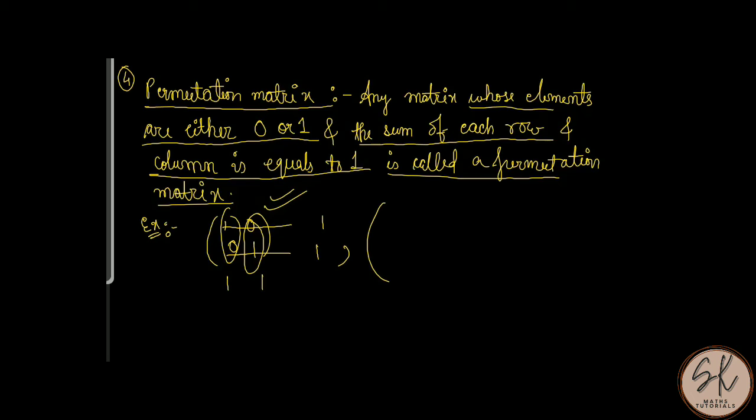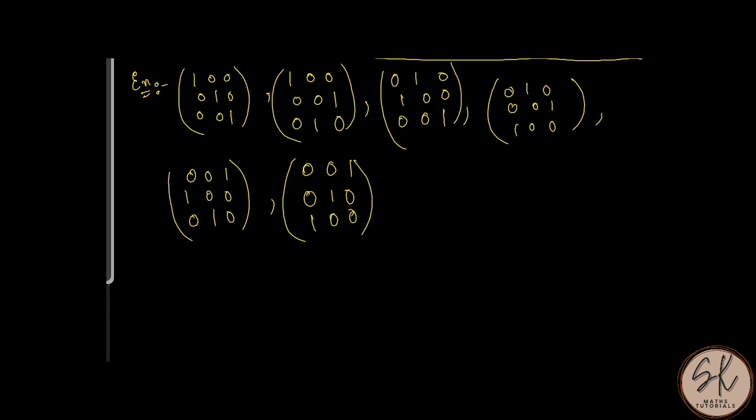Now another 2 cross 2 matrix which is a permutation matrix is 0 1 1 0. Okay, here also the sum of each column and each row is 1. Okay, so therefore this is also a permutation matrix, and also the elements of these matrices are either 0 or 1. Okay, next let us see the examples of a 3 cross 3 permutation matrix. Okay, so these are the examples of 3 cross 3 permutation matrix, of 3 cross 3 order. Okay, see here, the sum of each row and the sum of each column are 1.